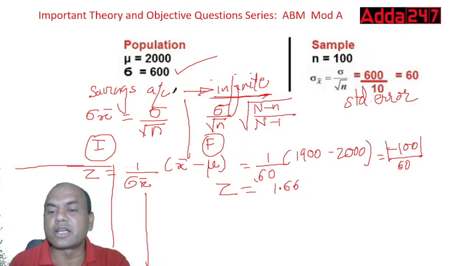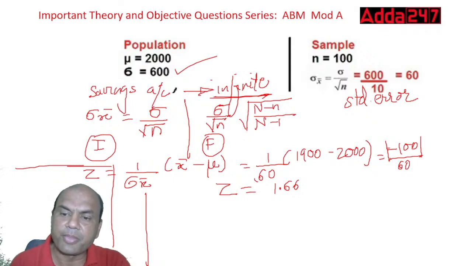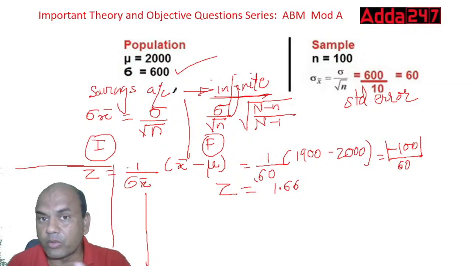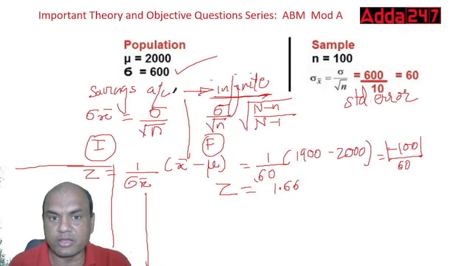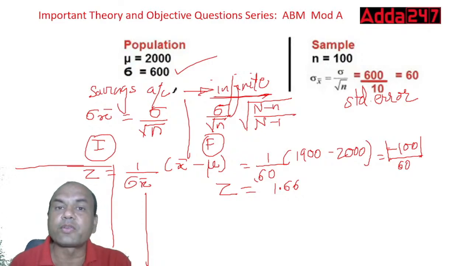So now do it. 1900 minus 2000 is minus 100. Ignore the plus minus sign, so take it plus only. And this 60. So 100 upon 60 is 1.66. Up till now, got it, everyone? Now using this z value, we have to find out the probability.